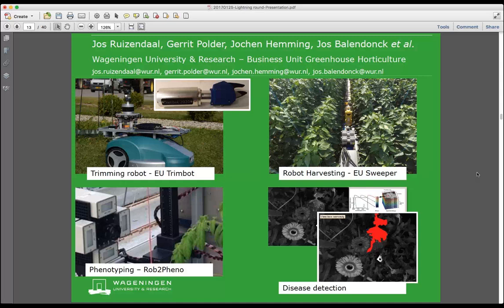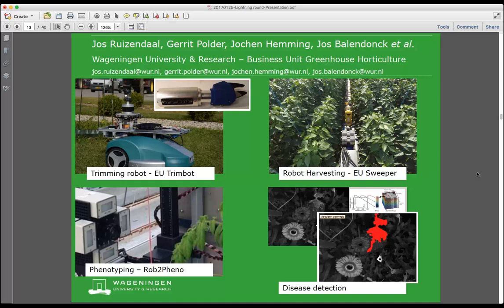Go ahead. Hi, I'm Jos Roosendaal from Wageningen University and Research, Business Unit Greenhouse Horticulture. It's 9 p.m. over here in the Netherlands. I want to give you a short overview of four of the main topics we are working on. Top left is the Trimbot, to develop an autonomous trimming robot to trim hedges and roses.